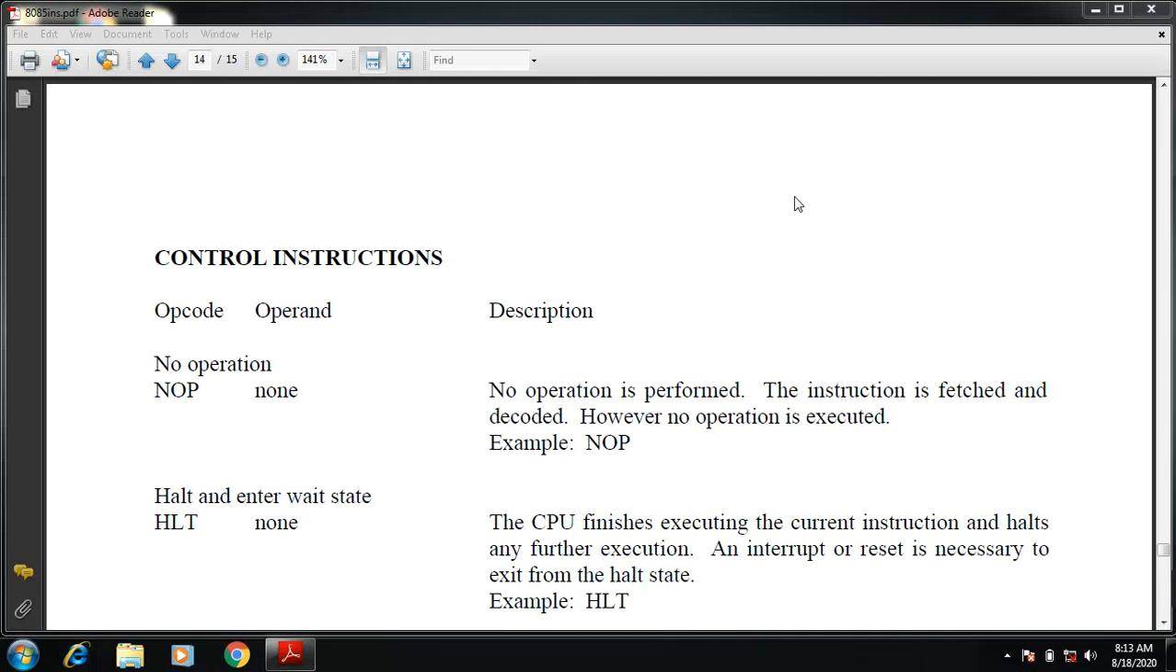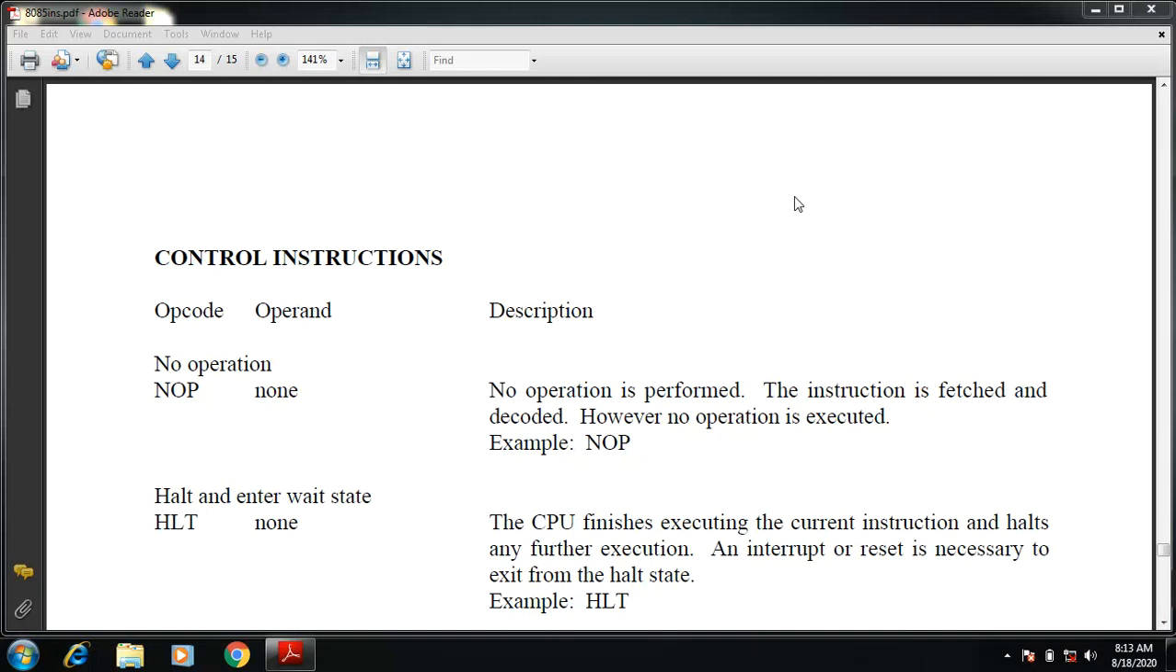Now I will explain only halt, interrupt, and no operation. First we shall discuss NOP. Here, for all these instructions, the operand data are none, only the opcode is present. So the first instruction is NOP, that is no operation.